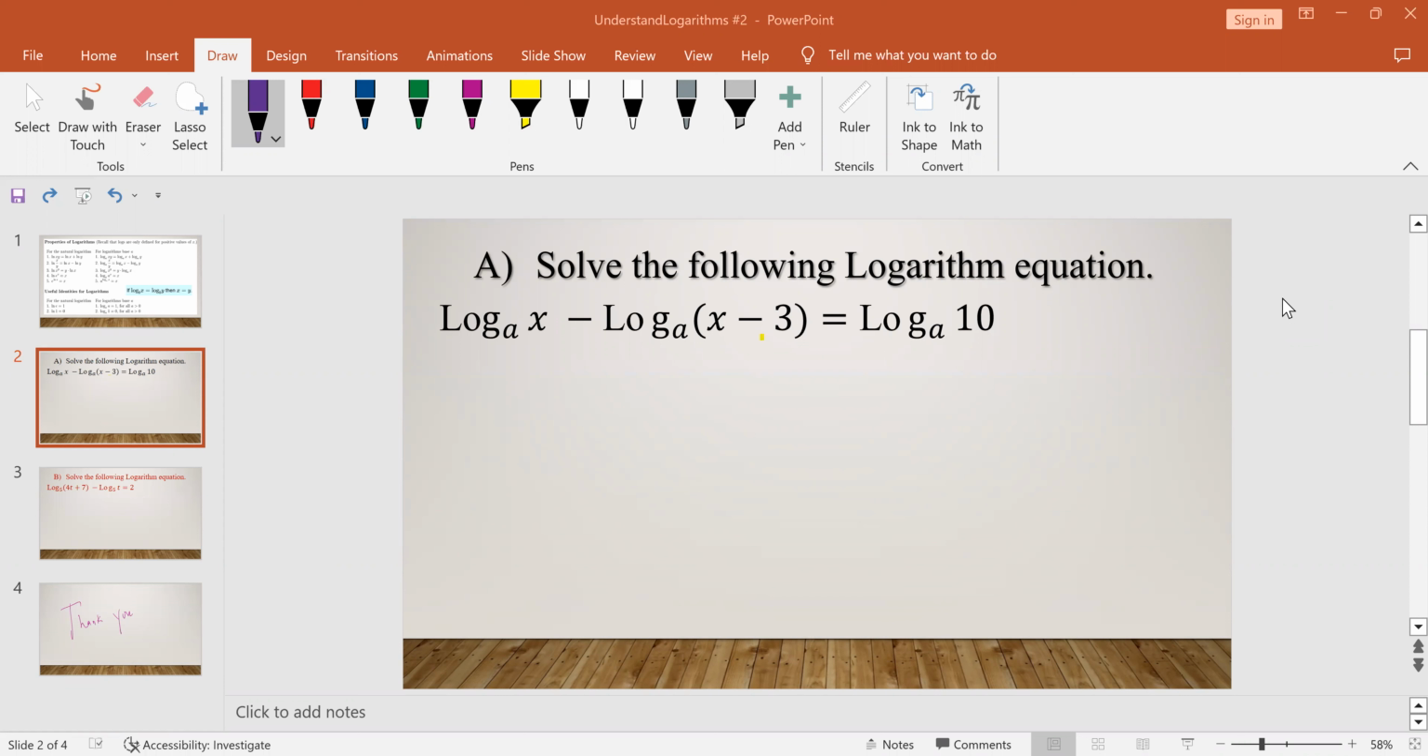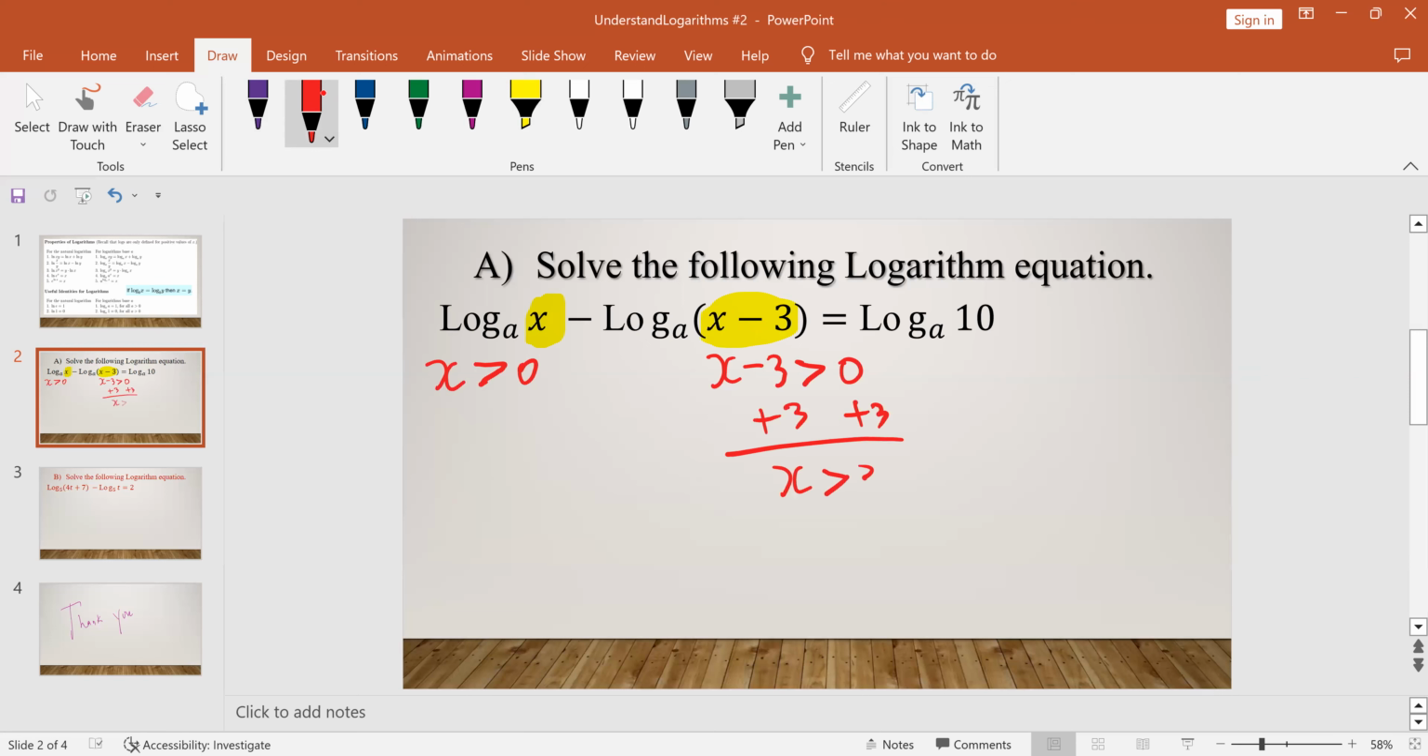So to solve this equation, you have to remember that there is a property that says logarithm is defined for positive values. So here we have to make sure x is greater than 0. At the same time, x minus 3 is greater than 0. So let's find the domain. We have x is greater than 0. Here we need x minus 3 is greater than 0. That means we add the 3, and we have x is greater than 3.